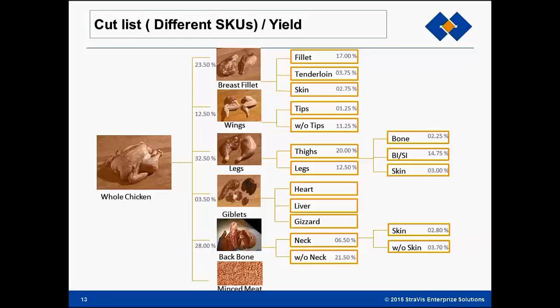So when an order is received for breast fillet, the planner should be able to calculate the number of chickens, average weight chicken, required for providing that quantity to the customer. So the system should be able to propose the number of SKUs of chicken required to meet the customer requirement.